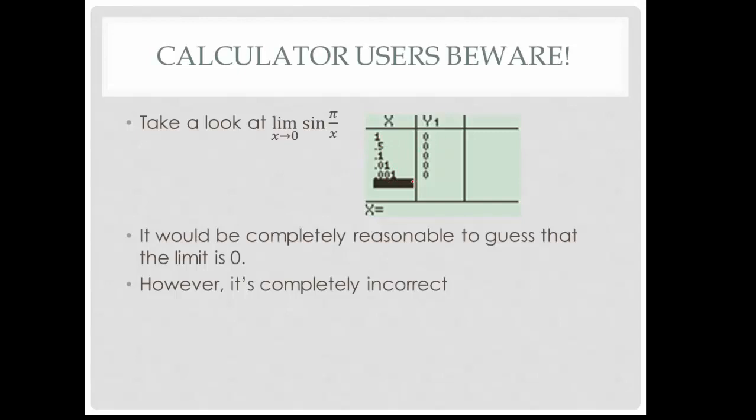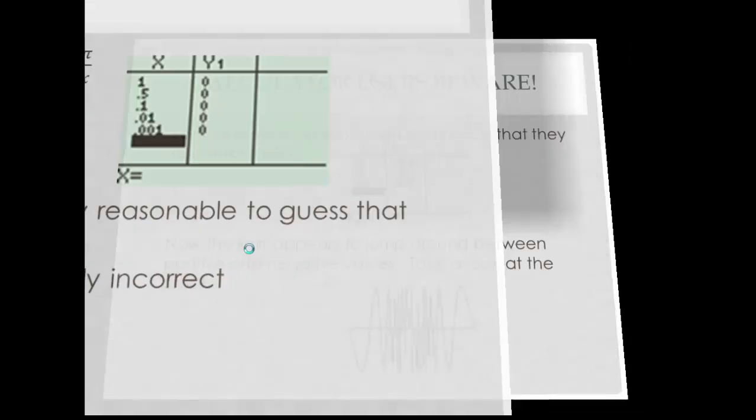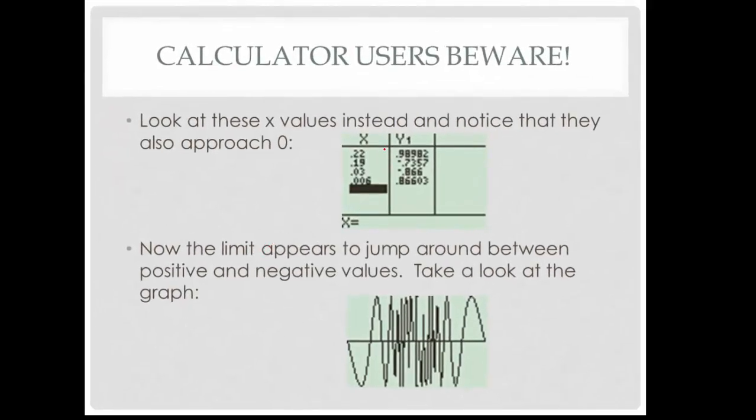And notice every single one of these is returning me a y value of 0, which means it would be reasonable based on this table to guess, hey, this limit must be equal to 0. But it's absolutely not equal to 0. Take a look at what happens when I use other x values, 0.22, 0.19, 0.03, 0.006. These numbers also approach 0.